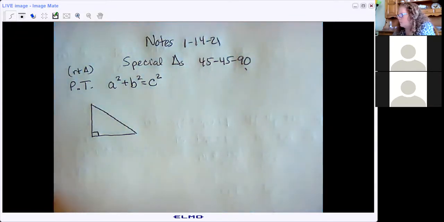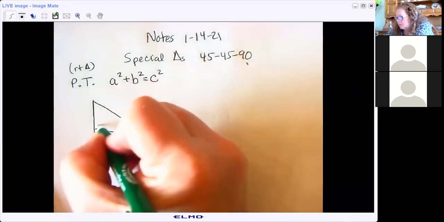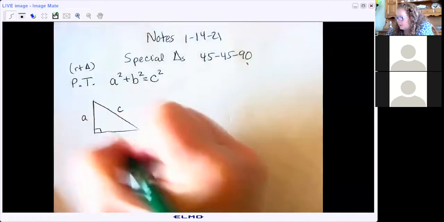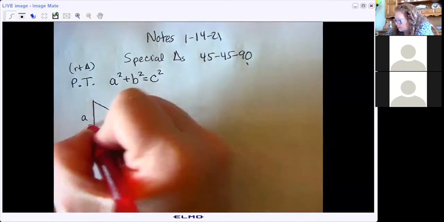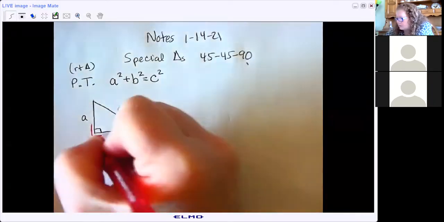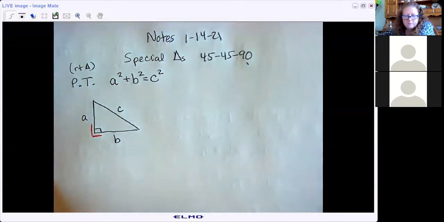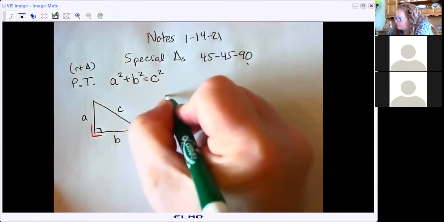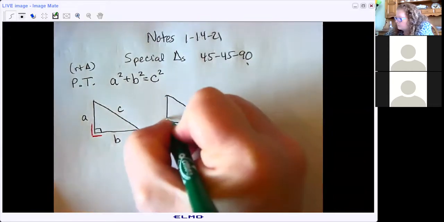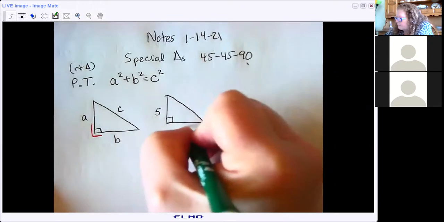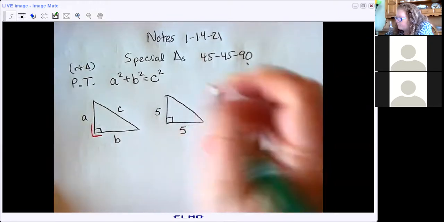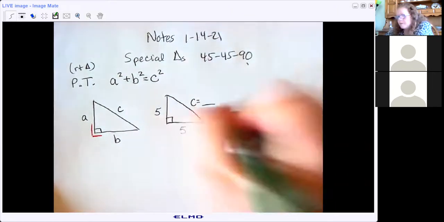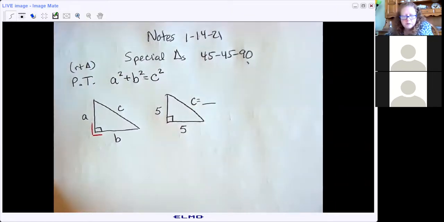Okay, so our hypotenuse is always c. That's the one opposite the right angle. The legs are a and b. The legs are the ones that connect to the right angle. So those are our legs. So if I give you a triangle and the sides are 5, and I want to find the hypotenuse, that's our first problem.